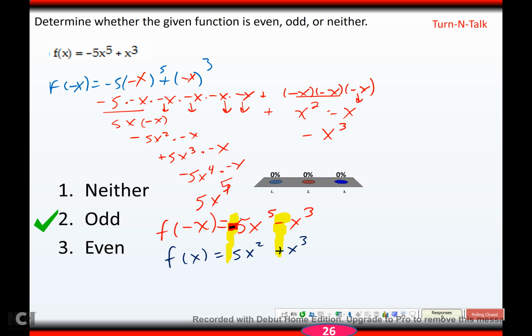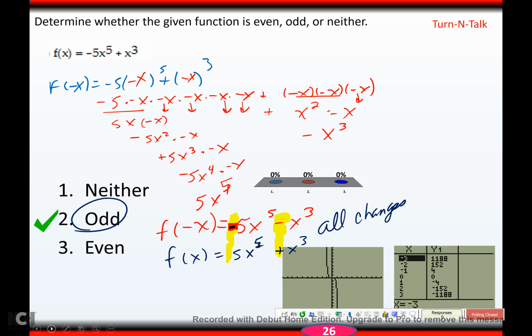Okay, the fifth degrees, what the heck am I doing? The fifth degrees change signs and the cubes change signs, so all changed, which makes the function odd.